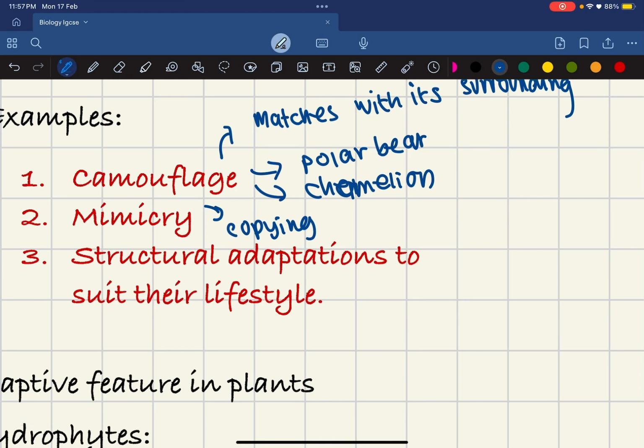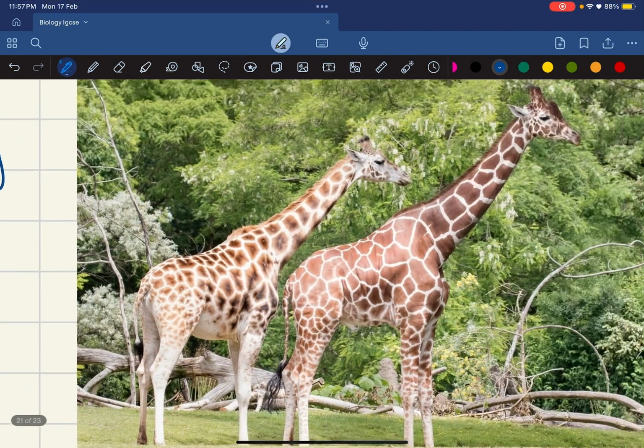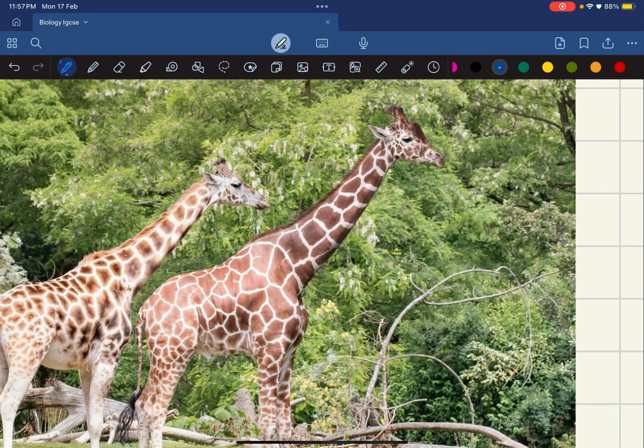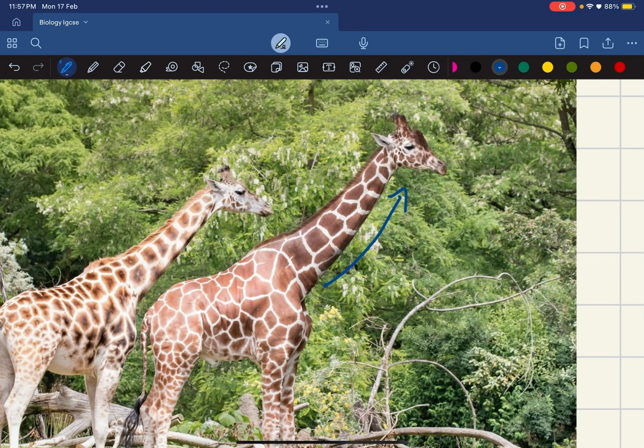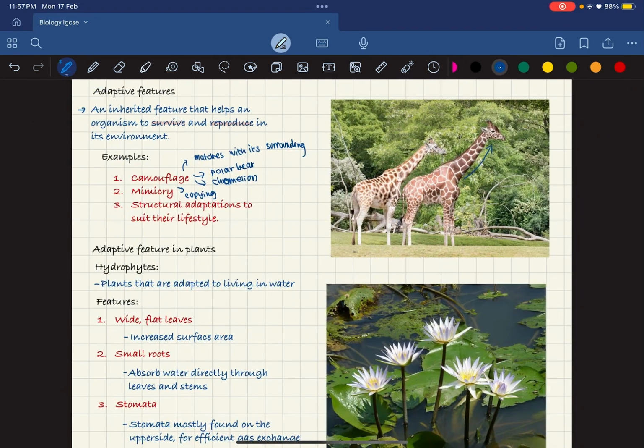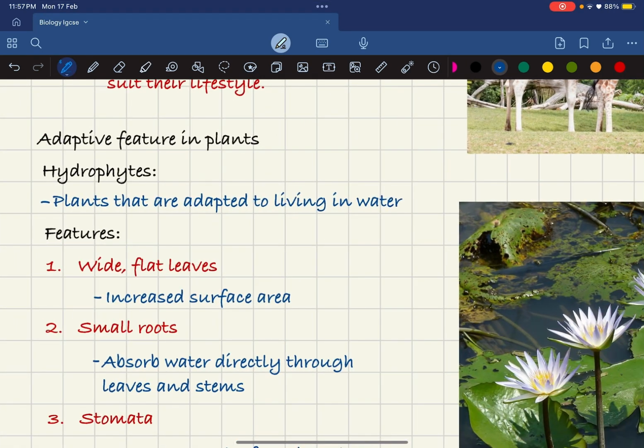And the next is structural adaptation to suit their lifestyle. An example of that would be this giraffe over here. This giraffe has quite a long neck. The reason it has that is so that it can reach tall trees to eat leaves. That's pretty much its purpose.